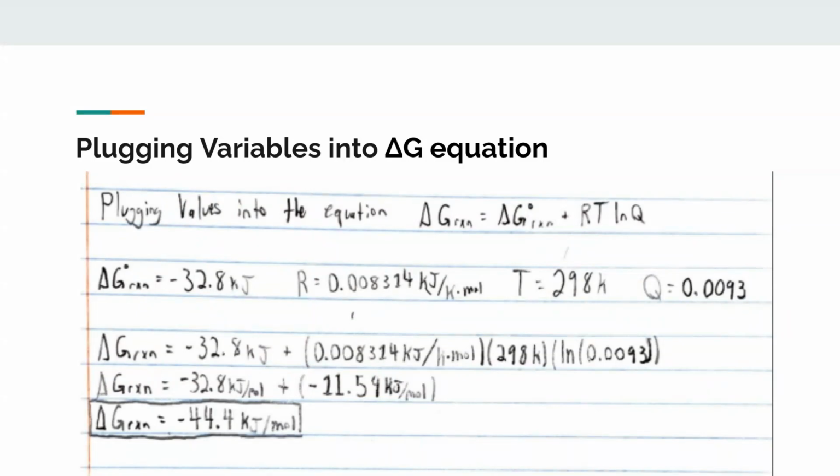And for the significant figures, we're going to take the 1 decimal place from minus 32.8 because it's addition. So it should be 3 significant figures with 1 decimal place. So it's minus 44.4 kilojoules per mole. And that is the answer to the problem.